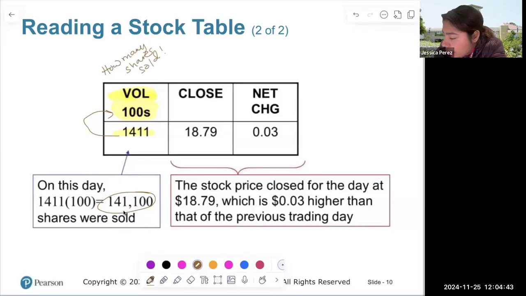The close is the stock price at the close of the day, how much it closed at. And then this is the net change, how much it increased on the previous day. It's worth more than one day before.